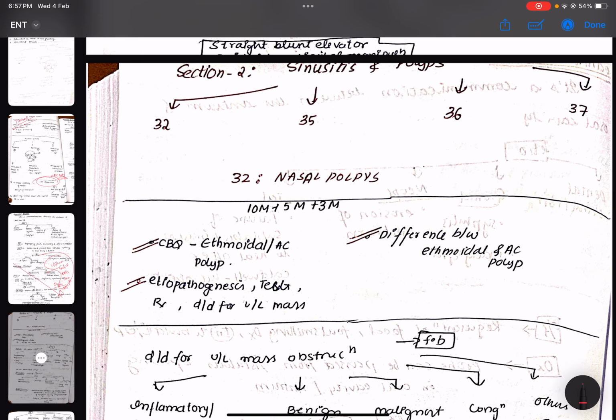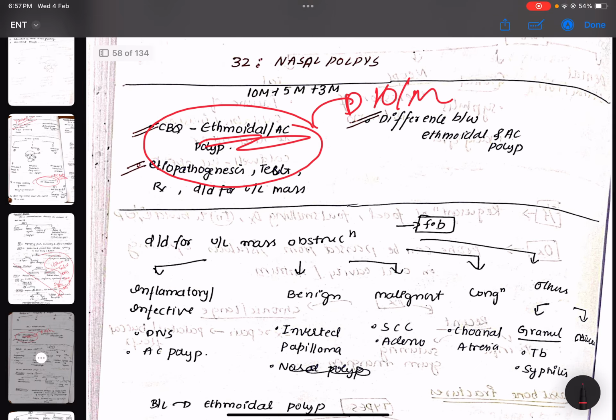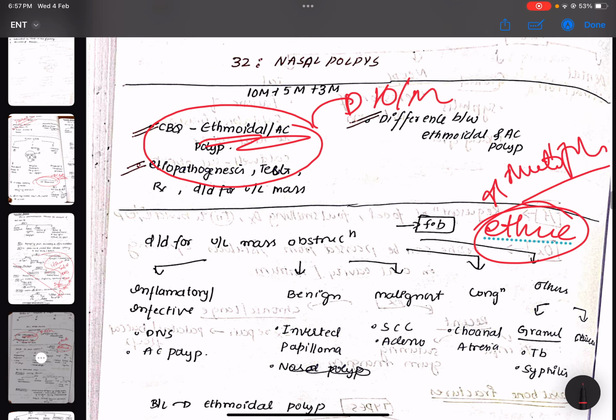Then again, regarding sinusitis, the major thing is sinusitis and polyps. Polyps can be an independent 10 marker or 5 marker. Mostly they have asked you about ethmoidal polyp. That is the important thing. Whenever you see multiple polyps, it's most likely ethmoidal. But if you have one that is restricted, which is present in the maxillary antrum, then it's mostly an antrochoanal polyp. So know how to differentiate it so that you don't go wrong in the 10 marker.